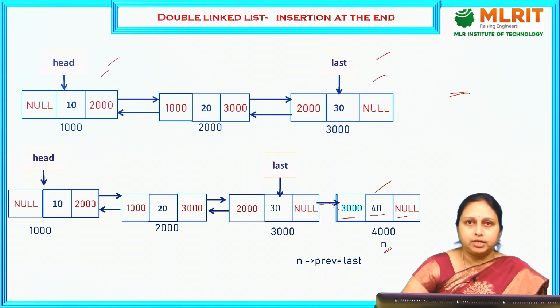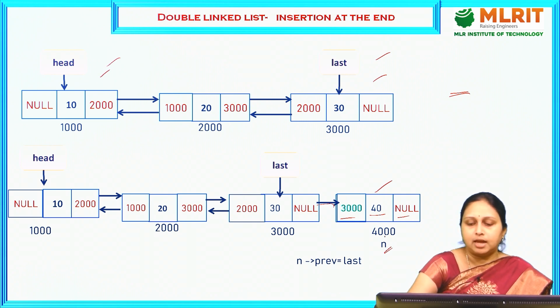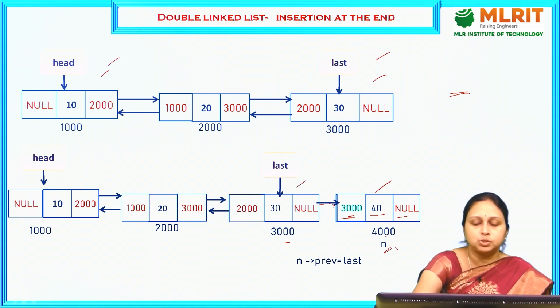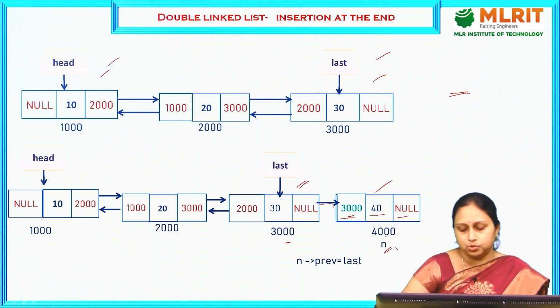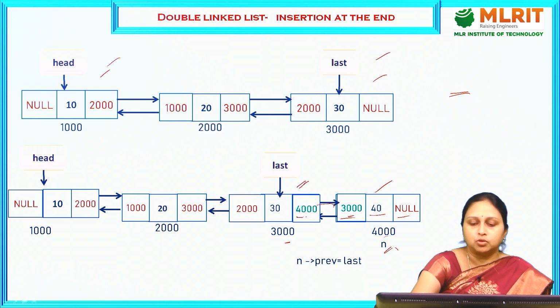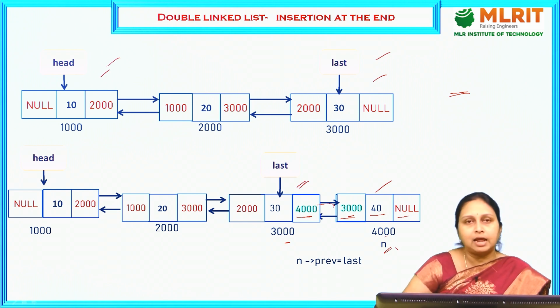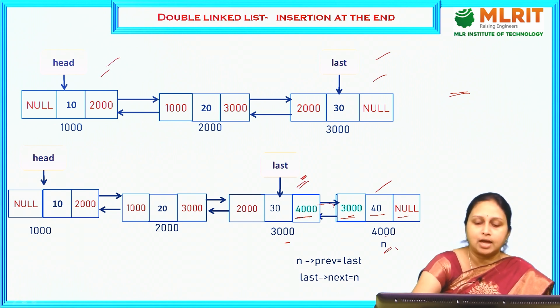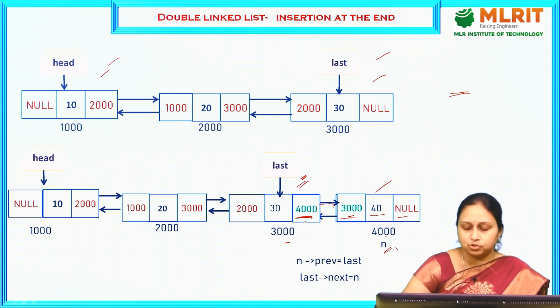Now what is the step we need to write? N arrow previous. In n arrow previous, we are going to store the address 3000, right? N arrow previous is equal to last, since the name of this node is last, that's why we assign it to last. Next, making the backward connection, here we are going to store the address 4000. Now this is nothing but last arrow next equal to n, right? The name of this node is last, so in the last arrow next location we store the address of n, that is 4000, last arrow next equal to n.